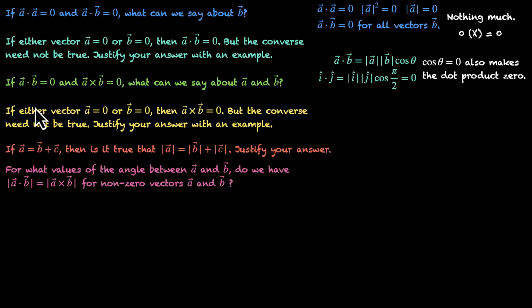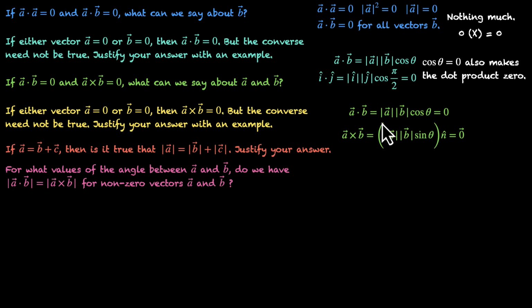Let's look at the next one. This says if a vector dot b vector equals 0 and a vector cross b vector equals 0, so both the dot product and the cross product are 0, what can we say about a and b? So let's think about it. A vector dot b vector equals 0. That means mod of a times mod of b times cos of theta is equal to 0. And a vector cross b vector is also 0. So this means mod of a times mod of b times sine theta times the unit vector perpendicular to a and b, this entire thing is 0. So that's a 0 vector. So what can we say about a and b?